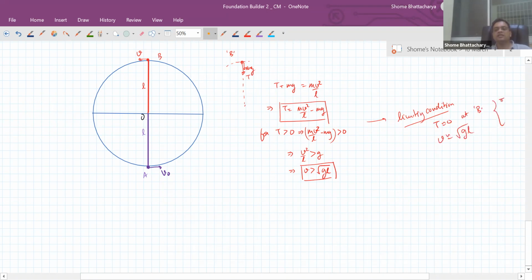In general, the condition is T should be greater than equal to 0. So v should be greater than equal to root gL. Okay, so this is the limiting condition, that this should be the case for completion of vertical circular motion. This is the critical value.